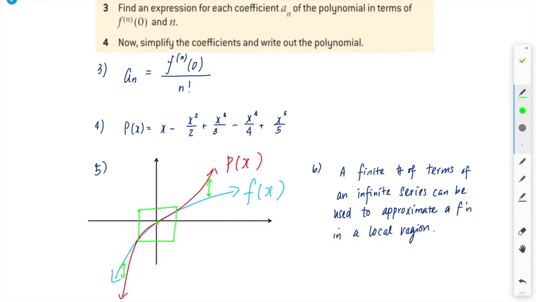So the key concept that we would like to learn from this investigation is summarized in number 6, where we say a finite number of terms of an infinite series can be used to approximate a function in a local region. So the key here is local region. And of course, if I make my polynomial p of x have a higher degree into an infinite series, like plus dot dot dot here, if I keep doing that, the more accurate my result is going to be.